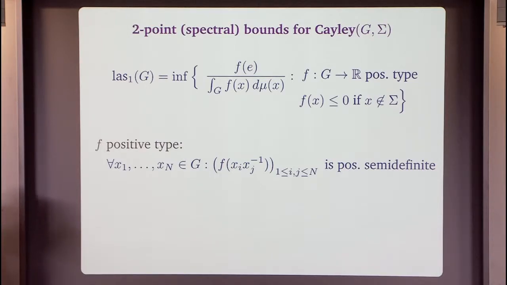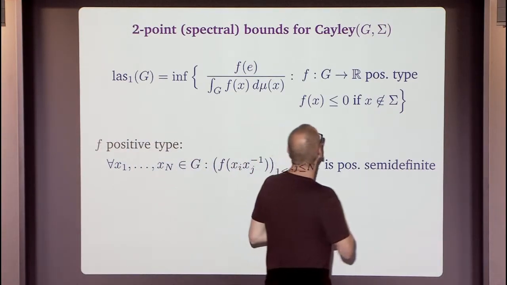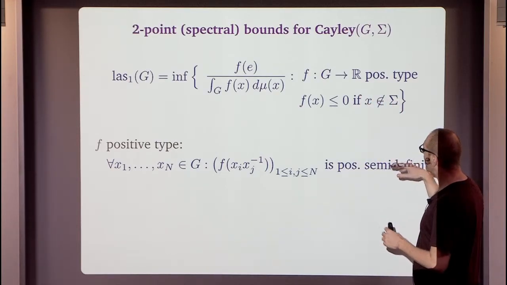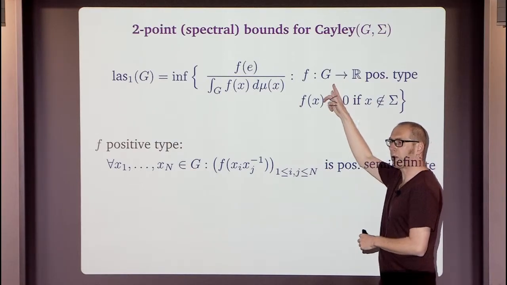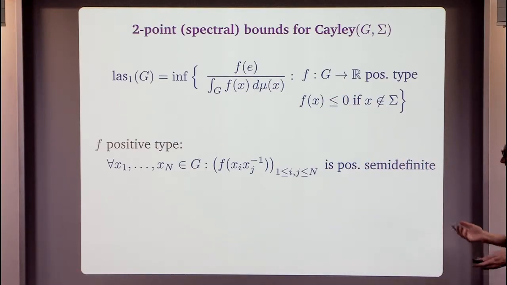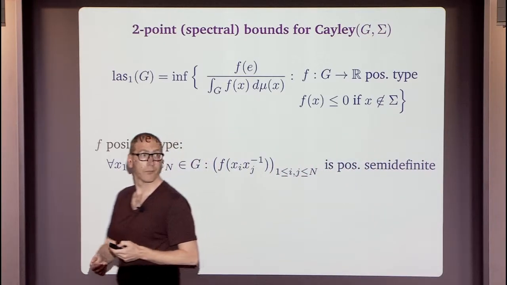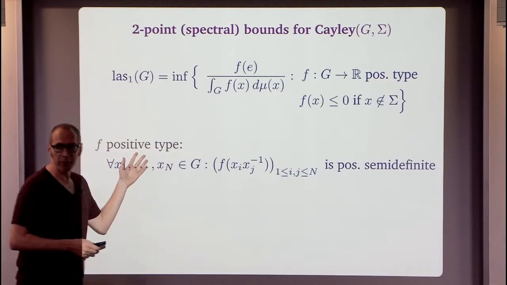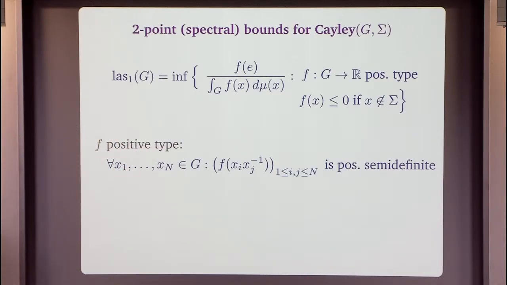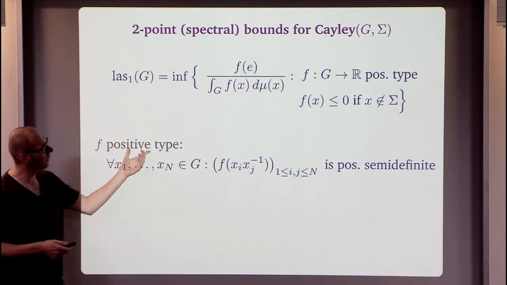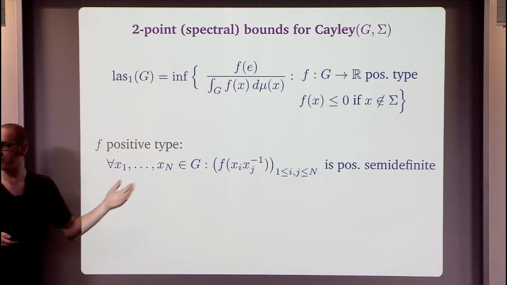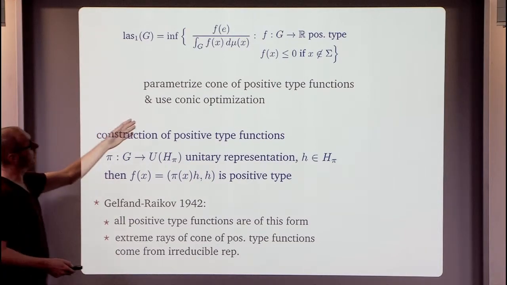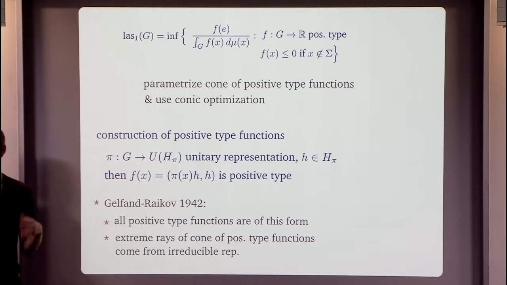If you don't work with Cayley graphs, then you would have to optimize over matrices, or infinite matrices, indexed by the vertex set. But here, instead of a 2-variable function, it's a 1-variable function. So this saves a lot of computations. Okay, so what we have to do now is find out how these positive type functions look. It's easy to see that they form a convex cone, and now we want to parameterize this cone of positive type functions, and then we use conic optimization to solve these problems.